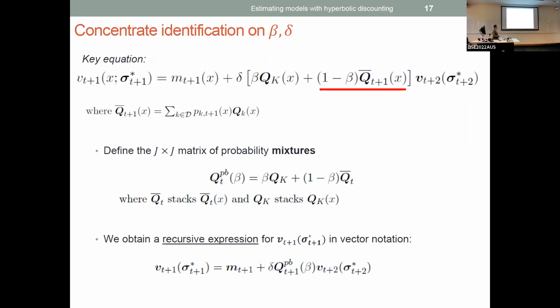We can further simplify the terms as follows. Instead of expressing this term as functions of beta and 1 minus beta, we can just define a simple term called Q_{PB,T}(beta), which is just this mixture. It is a J by J matrix, J being the number of elements of the state space. So we'll be working with this term from now on.